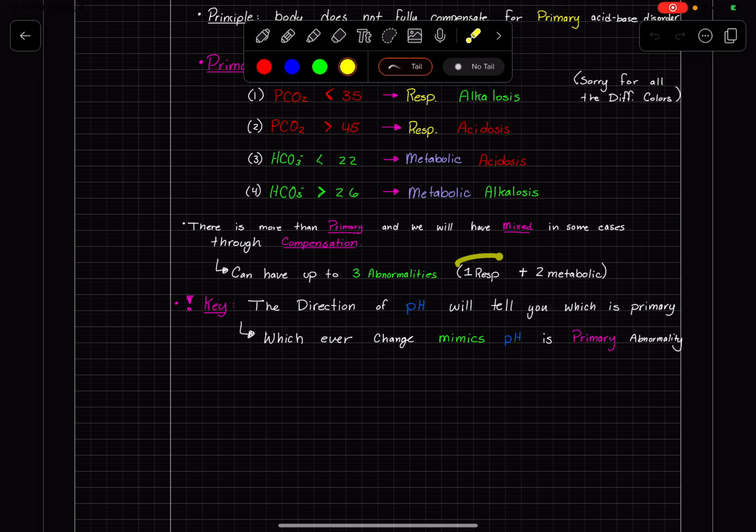The reason why is because you can't have 2 respiratory. One of them's hyperventilation, one of them's hypoventilation. You can't have both. That doesn't work with how you're breathing, right? Your breathing doesn't work that way. So that's why respiratory is 1, metabolic's 2.